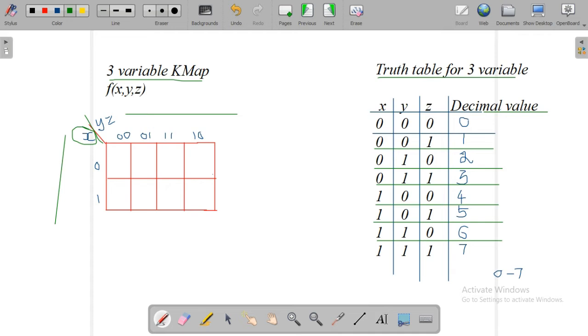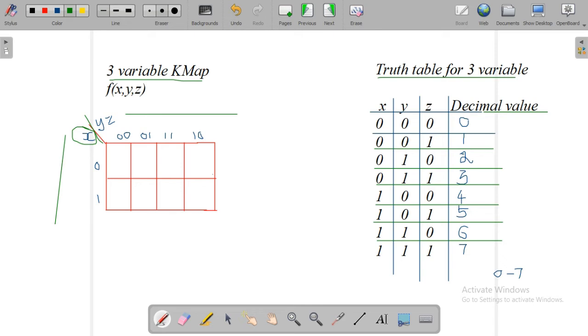The second column is half of the first, so 2 zeros and 2 ones, then the remaining 2 zeros and 2 ones, like this. And the third column is half of the second one, so 0 1 0 1 0 1 0 1 is the form. Next, the corresponding decimal value.